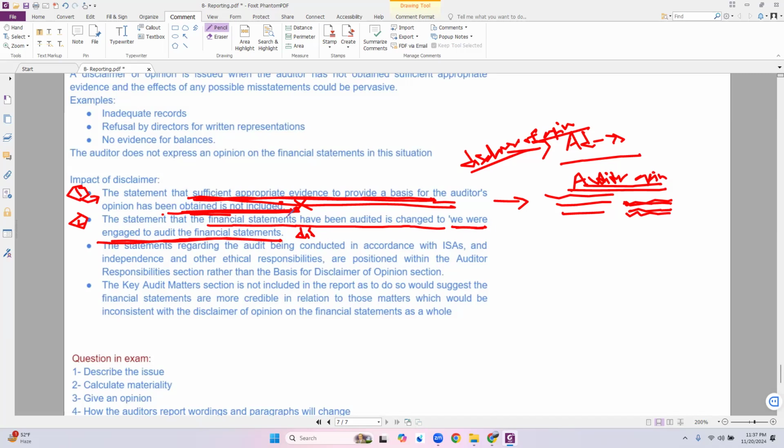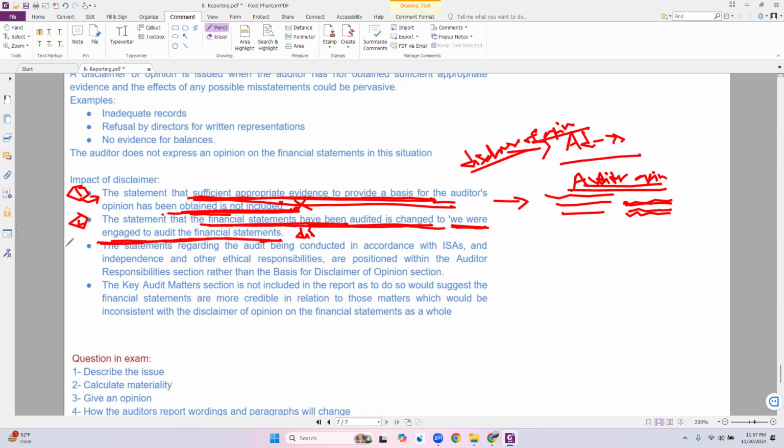Remember this. For the other one, sorry, for the normal financial statements, what does it say? For the normal opinion, for qualified opinion, for adverse opinion, it is the same thing. This is the line that is generically included: financial statements have been audited. This is what the auditor states. But in disclaimer of opinion, the auditor says we were engaged to audit the financial statements. Oh, okay. So for all the other types of opinion, the rest of the things are the same, but for disclaimer, everything changes. We were engaged now. Has been audited.